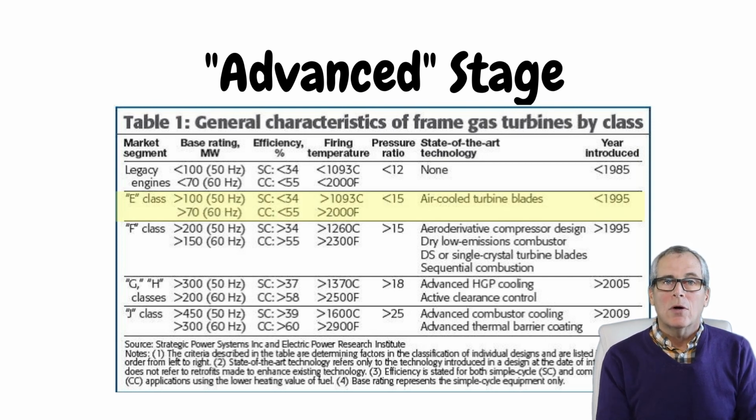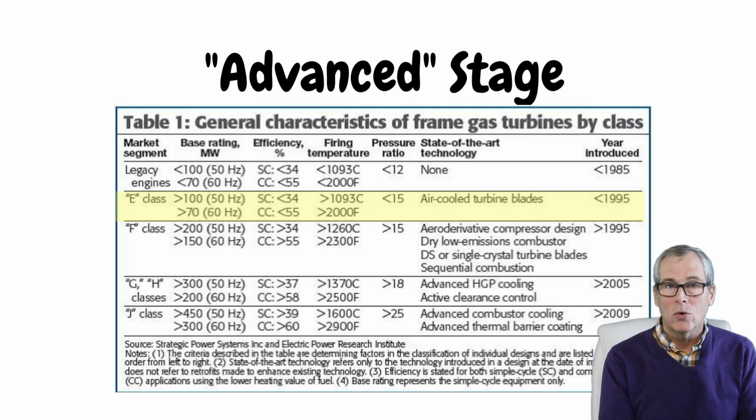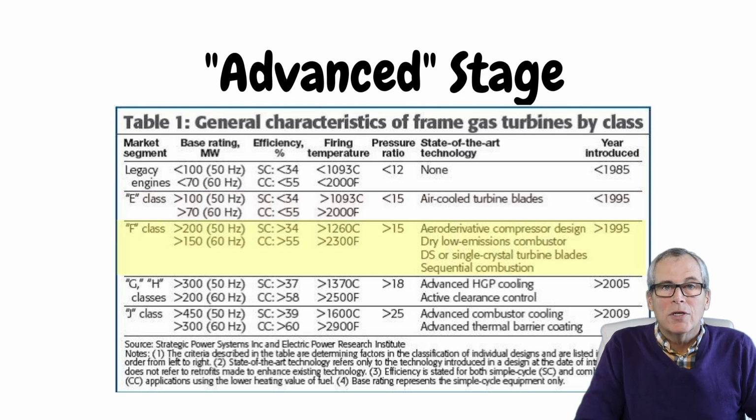E-class machines only had air-cooled turbine blades. E-class machines were the first to start operating over 2,000 degrees Fahrenheit, and they only had air-cooled turbine blades. F-class machines came along and they bumped up the firing temperatures to 2,300 degrees Fahrenheit. They used aeroderivative compressor sections, dry low-NOx combustors, single crystal turbine blades, and sequential combustion.